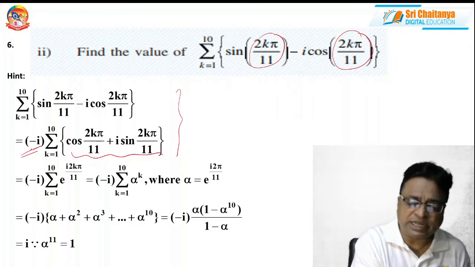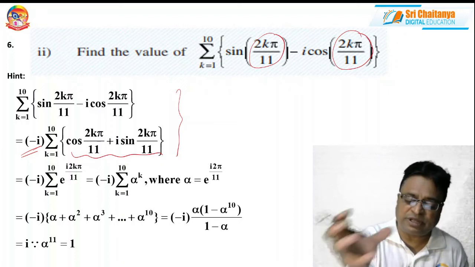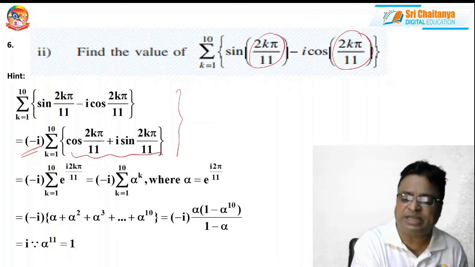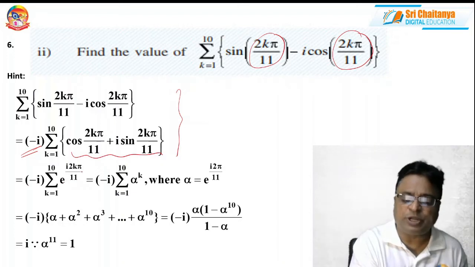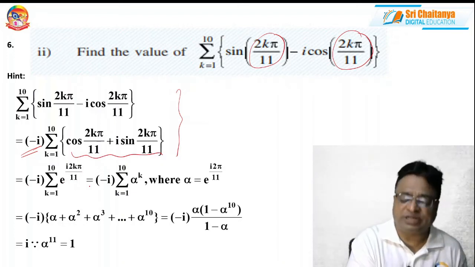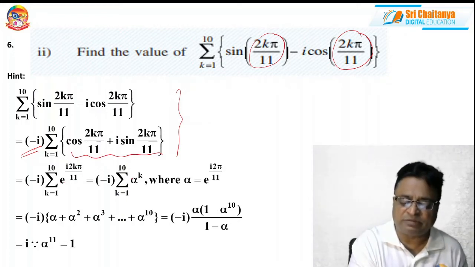Since the given term in the bracket is not in the standard format, to convert it into the standard format, I have taken minus i common from the factors. Now it is in the form of e power i 2k pi by 11. That is, 11th roots of unity. So let e power i 2k pi by 11 be equal to alpha. Therefore it becomes sigma k equal to 1 to 10 alpha power k.